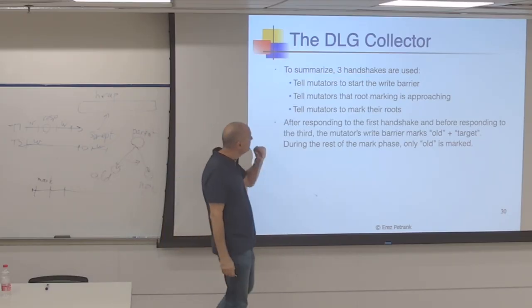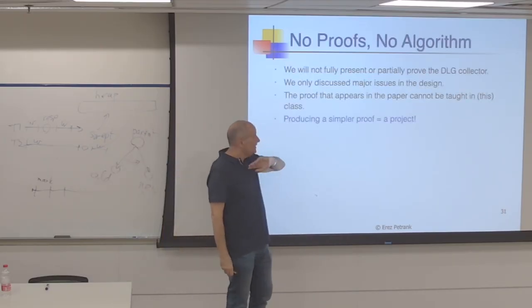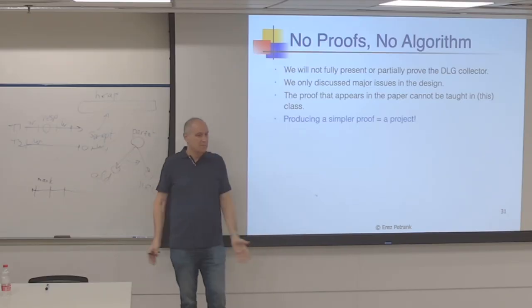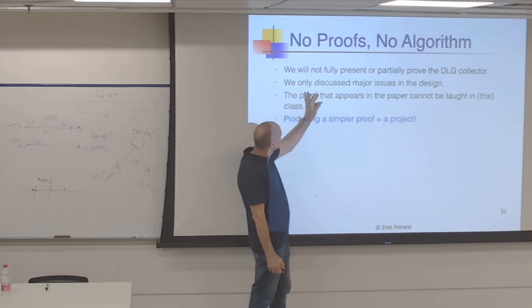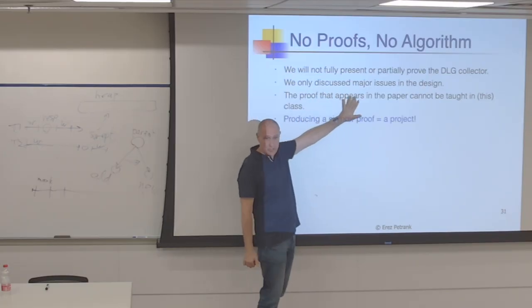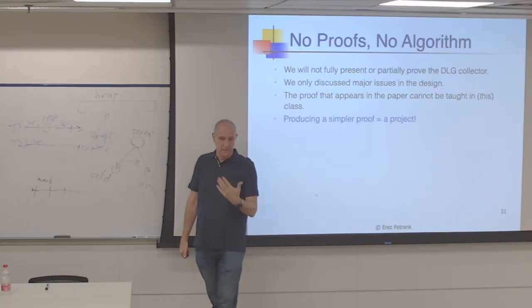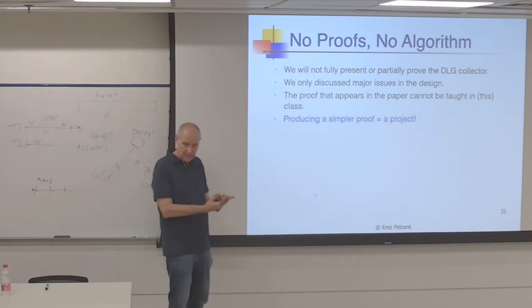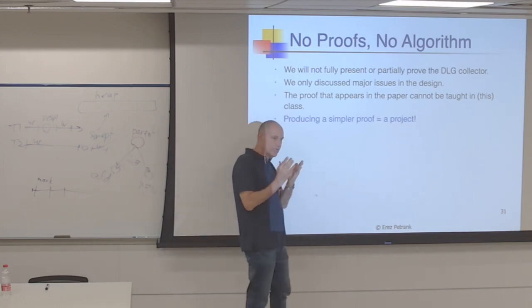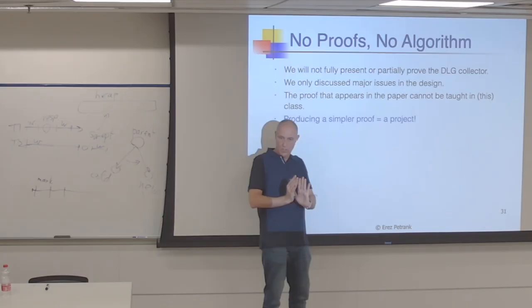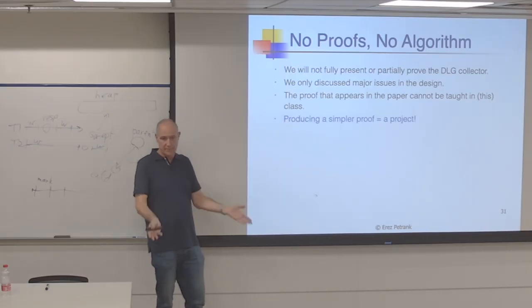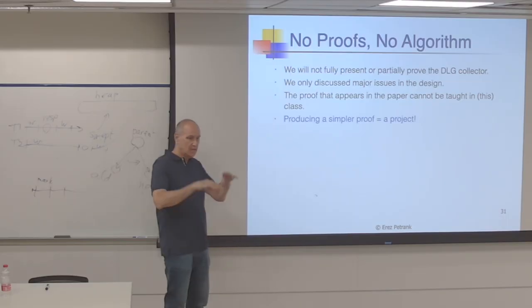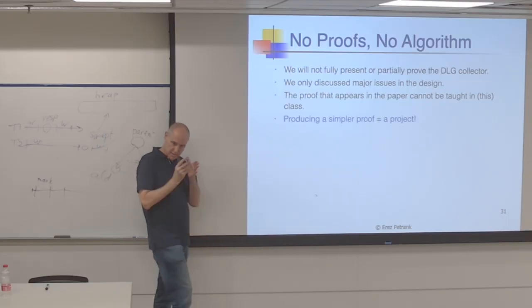Okay, so this is the DLG. We will not fully talk about all parts of the algorithm. We only discussed major issues in the design and tried to give the feeling that there are problems, and it's difficult to get it right in terms of concurrency. When you have all these constraints, you don't want a write barrier on the local variables. You don't want to stop all the threads at the same time.